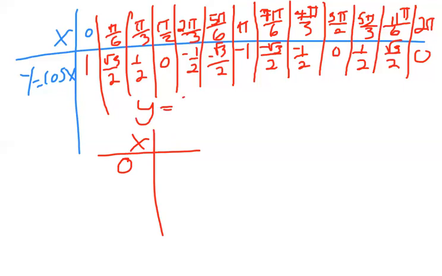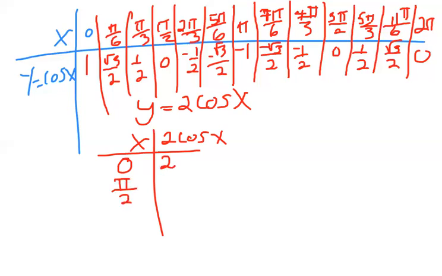y is equal to 2 cosine x. And I want to do 2 cosine x because I want you to notice the difference between cosine x versus sine x, okay? So 2 times cosine x. Since we've already gone through all the preliminary stuff with the sine, this should be very easy. So cosine of 0 is 1. 1 times 2 is 2. Next, we're going to move on to pi over 2.